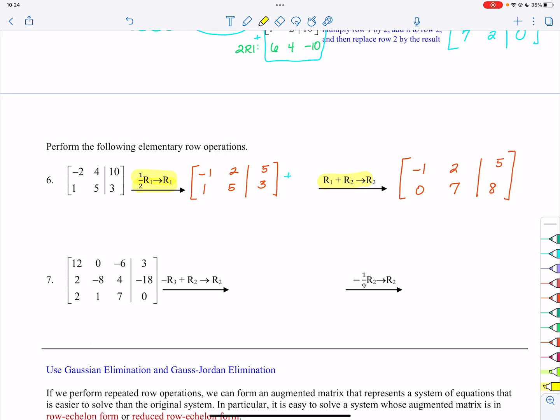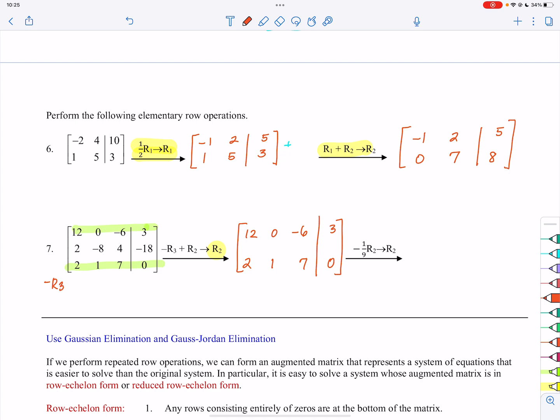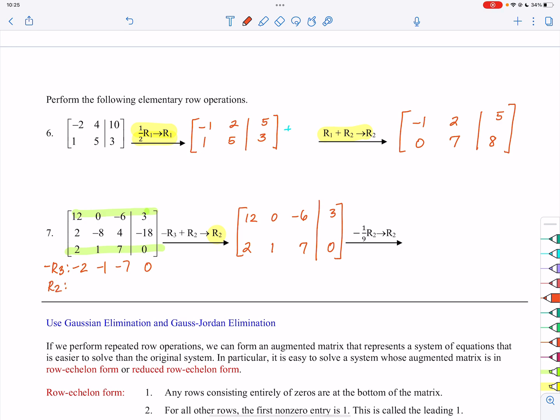Now what are we going to do? We are going to look at number 7. In number 7, we are only changing row 2. This is really important. Row 1 and row 3 are going to be untouched. Why don't we just go ahead and write those? Sometimes this helps students to see the unchanged rows first. So we're going to take the opposite of row 3, and we are going to add that to row 2. Doing that, we will have 0, -9, -3, and -18.